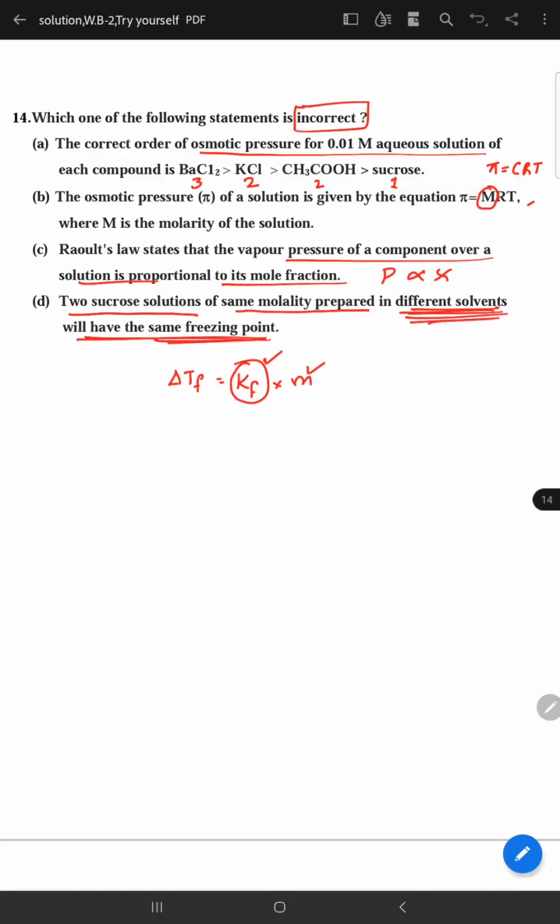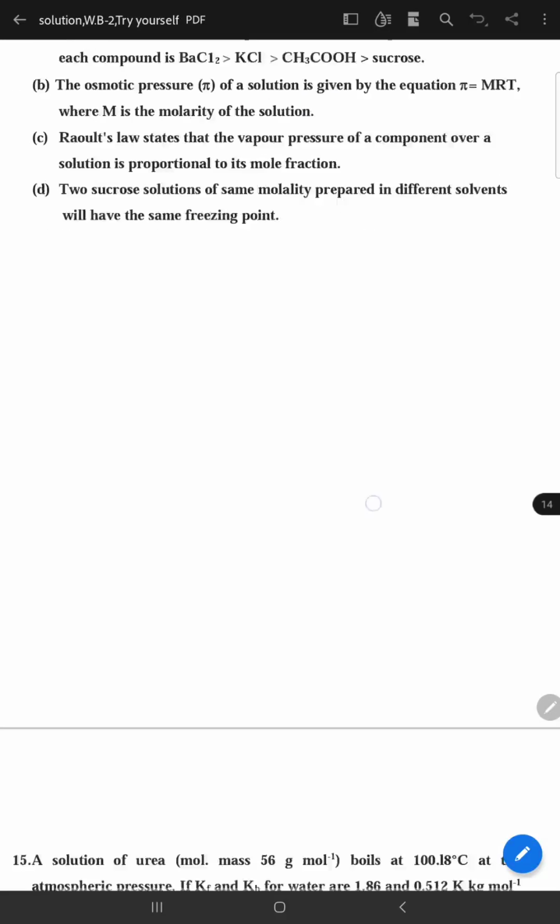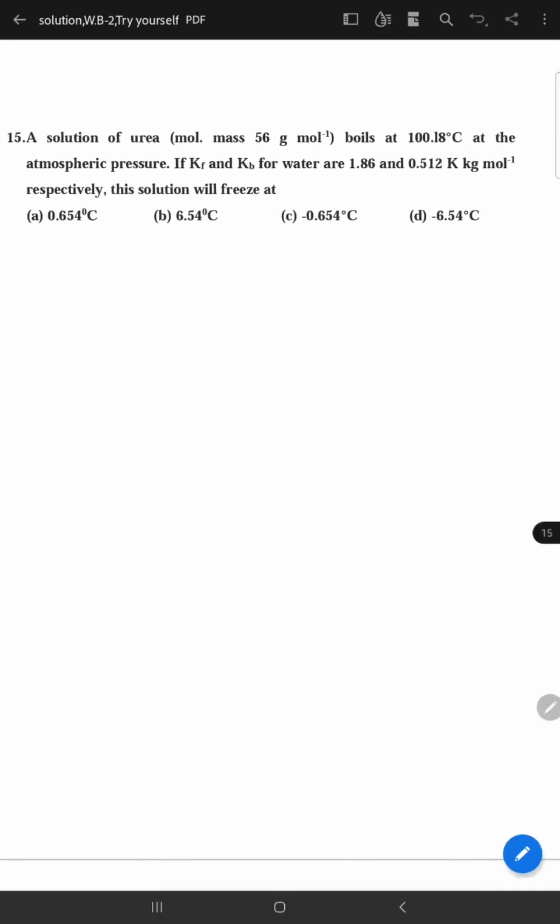So if the solvents are different, they have given here the same freezing point, but we cannot have the same freezing point. Therefore, option 4 is the incorrect statement, and that is the correct answer for the 14th question. Now we will go to question number 15. Question number 15, you read.